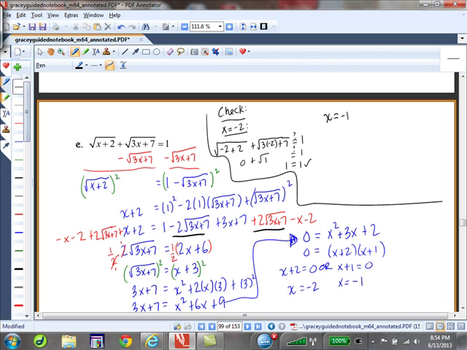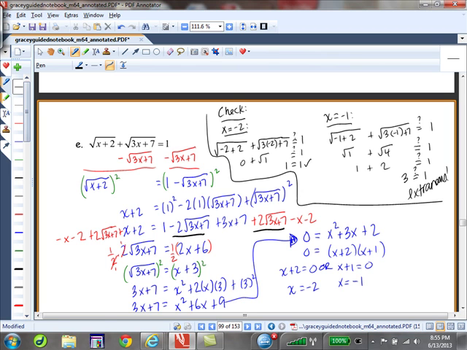When I check x equals -1, we'll see what happens. The square root of -1 plus 2 plus the square root of 3 times -1 plus 7, is that equal to 1? So I'll get root 1 plus root 4. Is that equal to 1? I don't think this guy's going to work, because we'll get 1 plus 2. Is that equal to 1? Not unless you've been drinking again. Remember, no drinking in math. So this is extraneous.